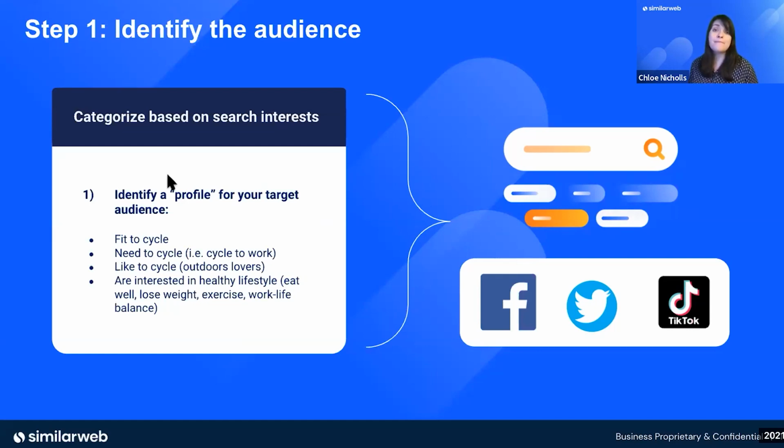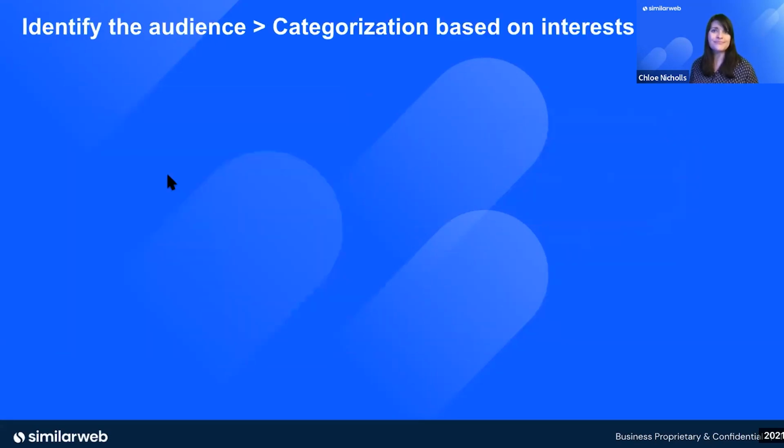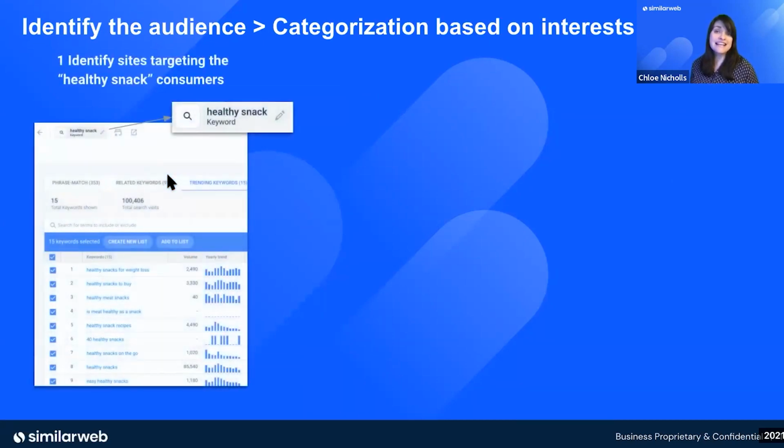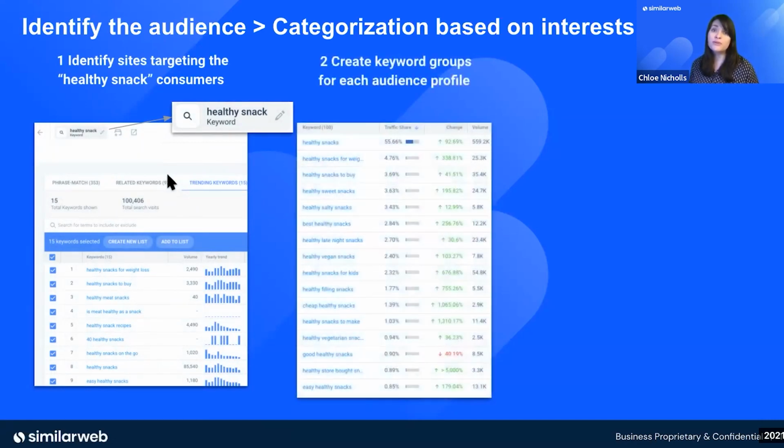Other criteria could be also around their lifestyle choices. They want to live a balanced and healthy life, and you can identify your audience through different ways, such as what do they search for online or what do they post on social media. So for this example, we'll dive into the healthy lifestyle of the audience cohort. So using search terms such as healthy snack, you can build a list of keywords.